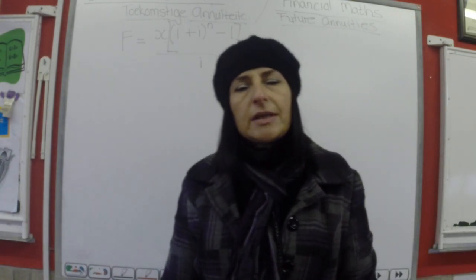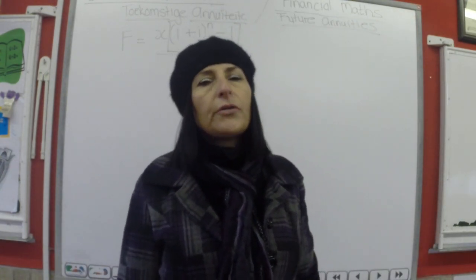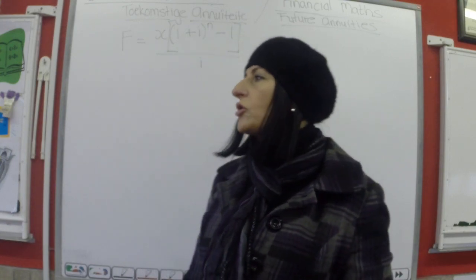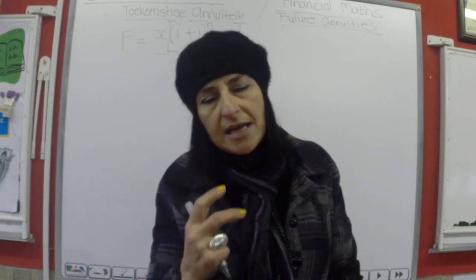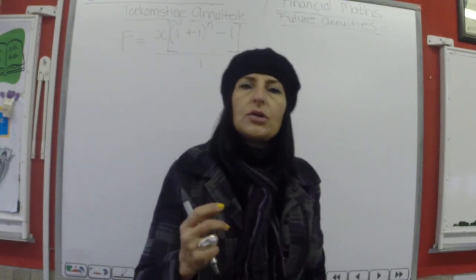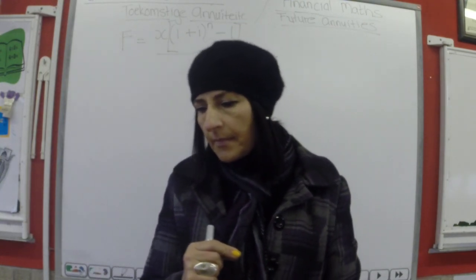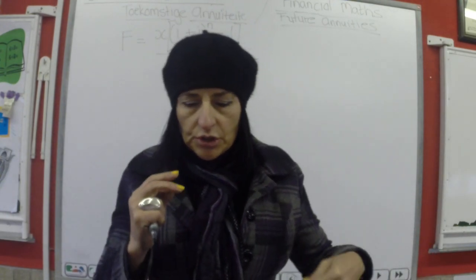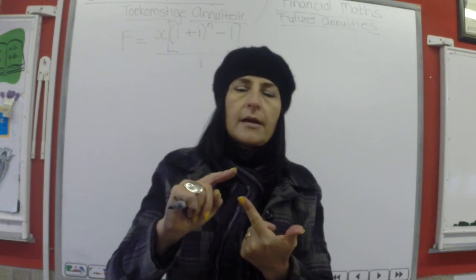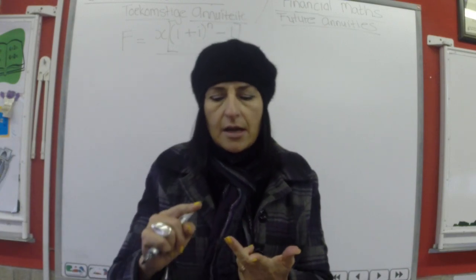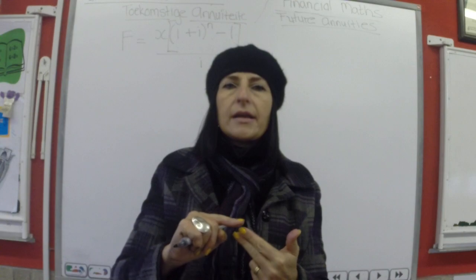So the first annuity that we are going to look at is your future annuity, ons toekomstige annuïteit. The best way of explaining this annuity is doing examples. There are two types of annuities, a future and a present annuity. 'n Toekomstige en 'n huidige annuïteit.